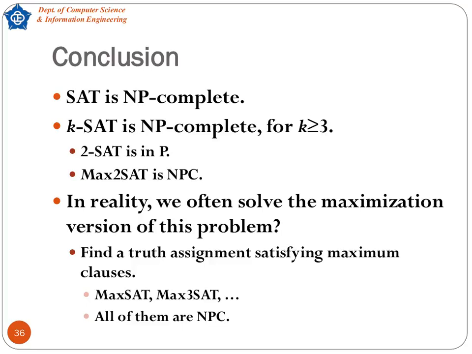Building on that, here's our key takeaway. The Boolean satisfiability problem, SAT, is NP-complete, and more generally, kSAT remains NP-complete for any k greater than or equal to 3. The one exception is 2SAT, which we can solve in polynomial time. But the moment you switch to Max2SAT, trying to satisfy as many clauses as possible, it becomes NP-complete again. In fact, in practice, we almost always care about these maximization versions, MaxSAT, Max3SAT, and so on, and each of them lives squarely in the NP-complete world.